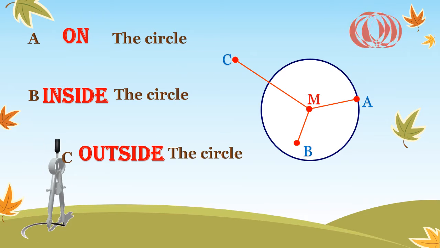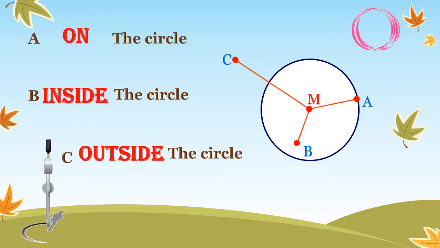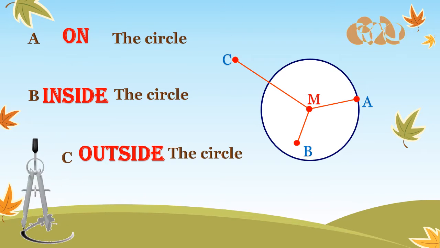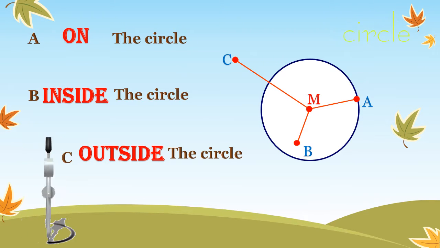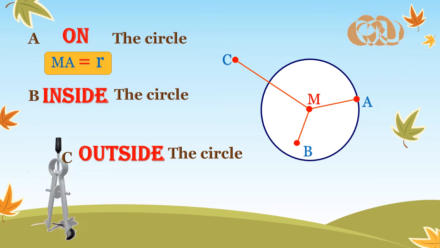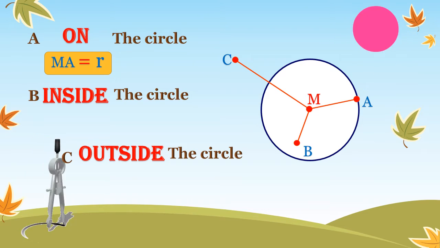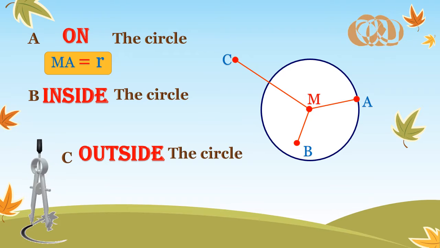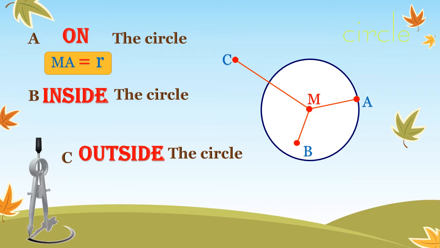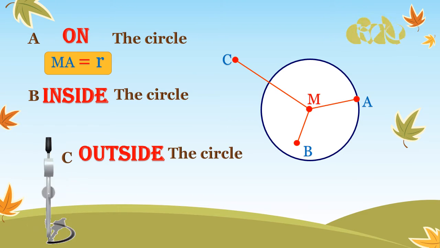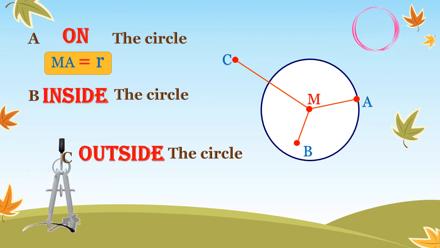What about the line segment MA? Can we call the line segment MA r? Yes, of course. We can call MA r because r is a line segment extending from the center to a point on the circle. So it's the radius, r.